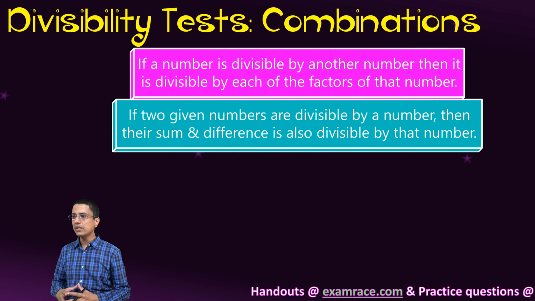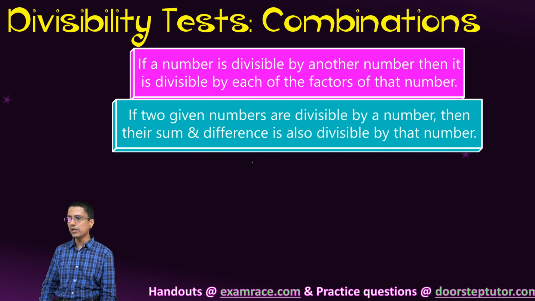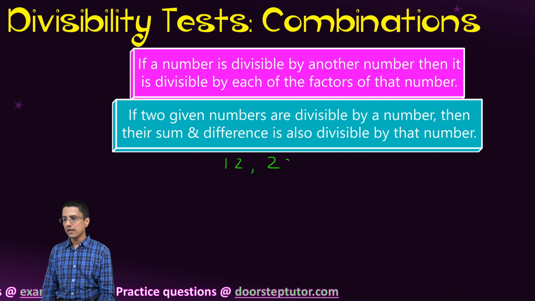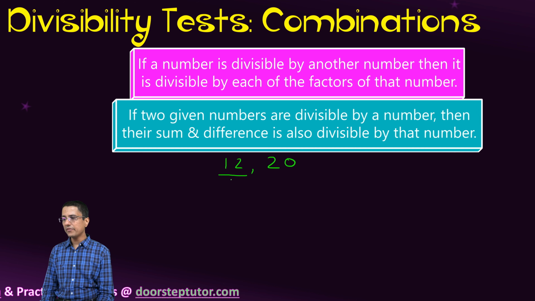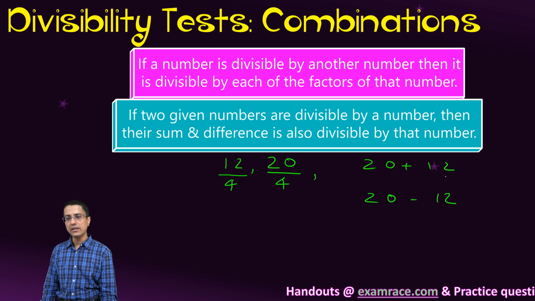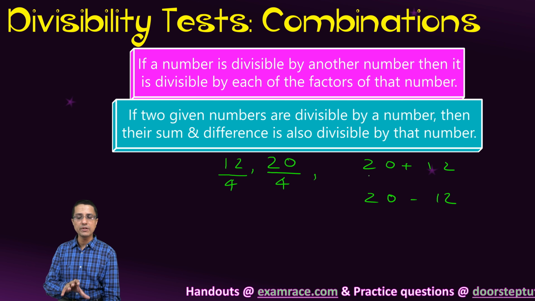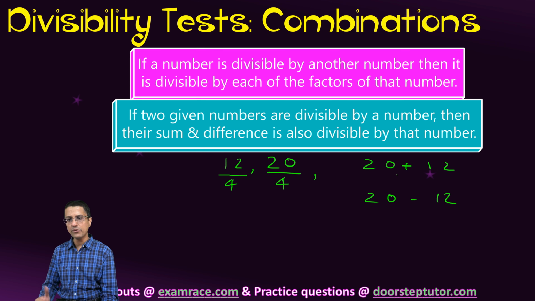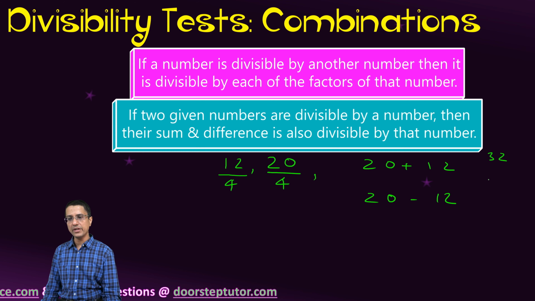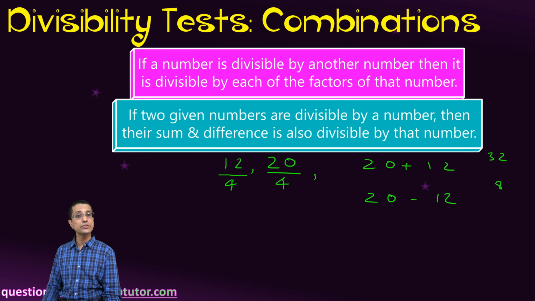The next rule is, if I have two numbers, let's say 12 and 20, and these 12 and 20 are both divisible by 4, then their sum and difference, so if I do 20 plus 12 or if I do 20 minus 12, both of these would also be divisible by 4. This is what this rule is saying. And of course we know that 20 plus 12 is 32, which is divisible by 4, and 20 minus 12 is 8, which is also divisible by 4.